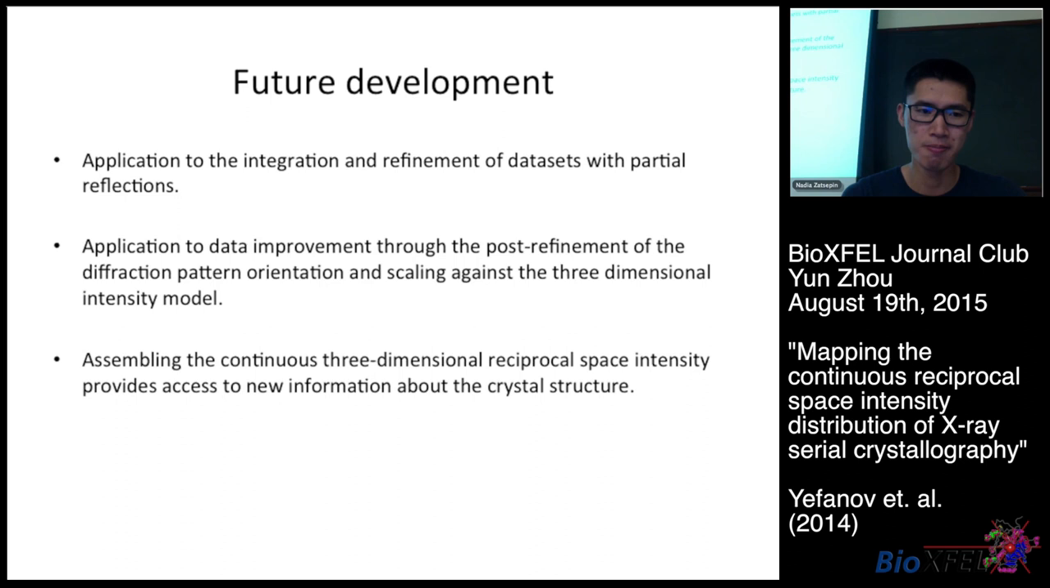The last point mentioned in this paper is that assembling the continuous three-dimensional reciprocal space intensity provides access to real information about the crystal structure. It's specifically for nano crystals where you can see some fringes. If you map things back and count the fringes, you can get a shape transform. If you divide the reciprocal space by the shape transform, then you get the reciprocal space for a single unit cell. For a single unit cell, because you have oversampling, you can uniquely solve the structure by the hybrid input and output algorithm, some iterative phasing algorithm.